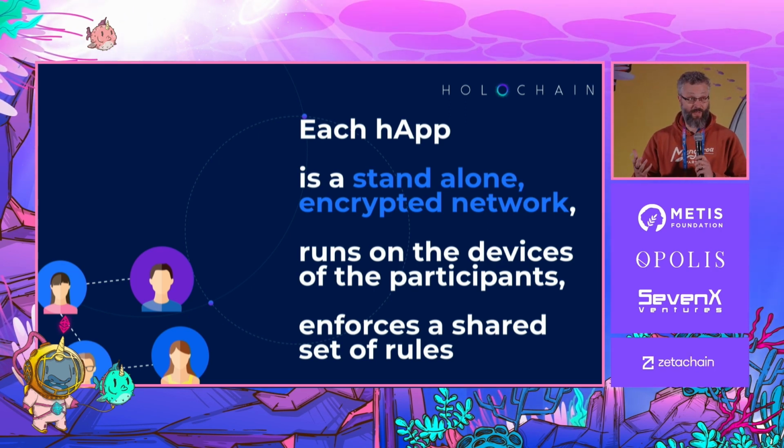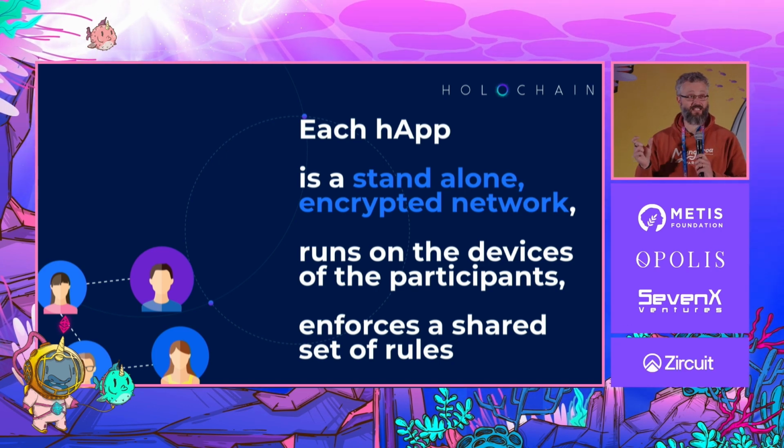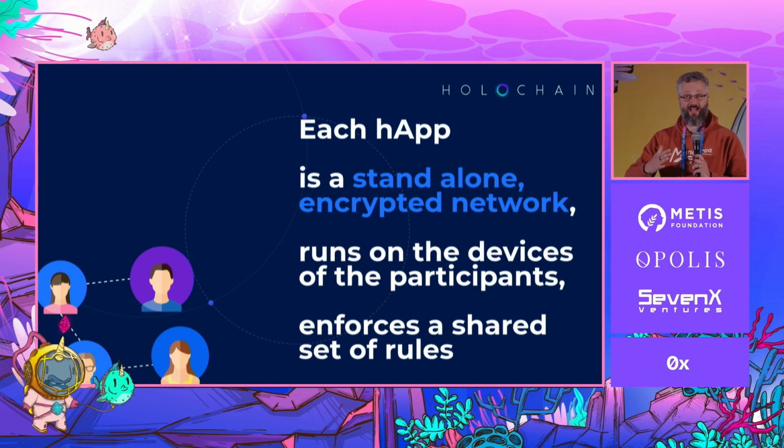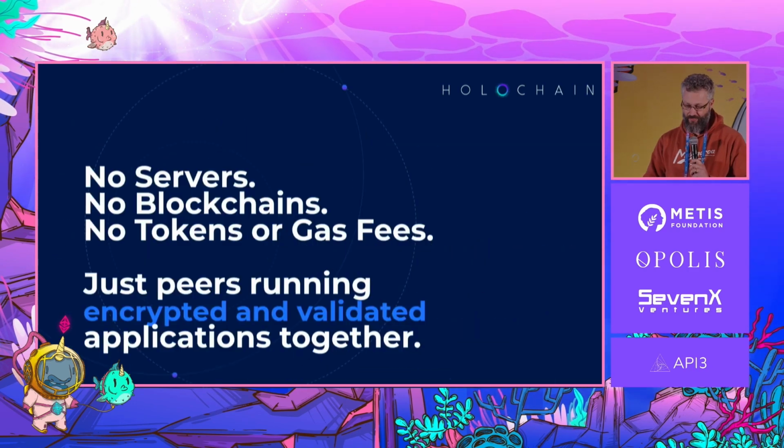It runs on the devices of the participants, and the thing I want to focus on today is enforcing a shared set of rules. When you can start to write an arbitrary rule set, which everyone publishing something agrees to and validates as true, then it starts to have quite profound implications on what you can trust in your systems.